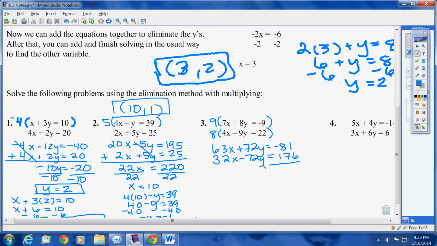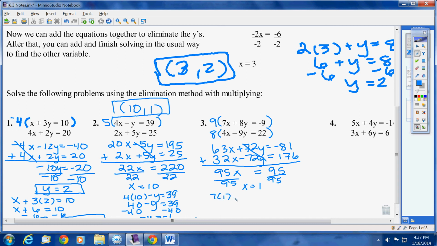Now I'm ready to add my two equations together because I know my y's are going to cancel out. And I get 95x equals 95. I'm going to divide both sides by 95, and my x is going to equal 1. So my x-coordinate is going to equal 1, and I need to go back and find my y. I'm going to use my first equation because my y is positive. You can pick either equation you want. It should come out to the same y-coordinate.